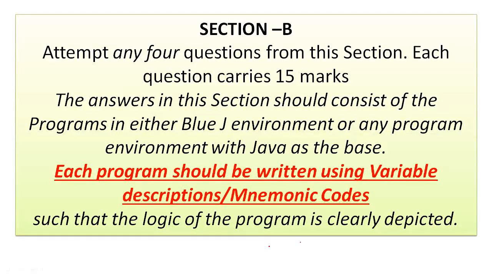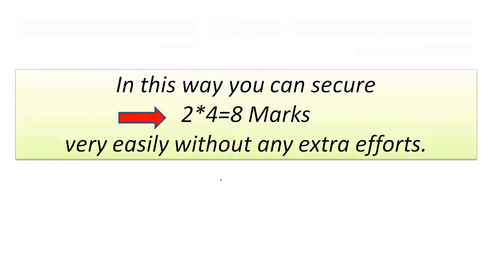So students, if you go through the instructions given in section B, you find an instruction that each program should be written using variable description or mnemonic codes, which means that you have to write comments or variable description for every program. Definitely, there are some marks allotted for comments or variable descriptions. Suppose comments or variable description carries 2 marks for each program, in this way you can secure 8 marks very easily without any extra effort.